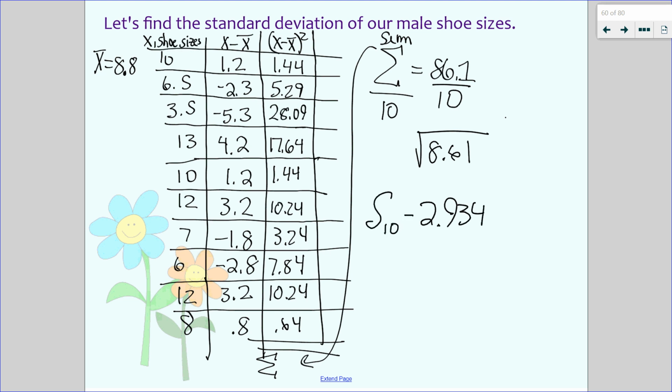So that's S sub 10 for these 10 people, we have a big deviation. So that means our shoe sizes are not very standardized in this room. Hence the, Aaron to Katie, that's a big deviation of shoe size.